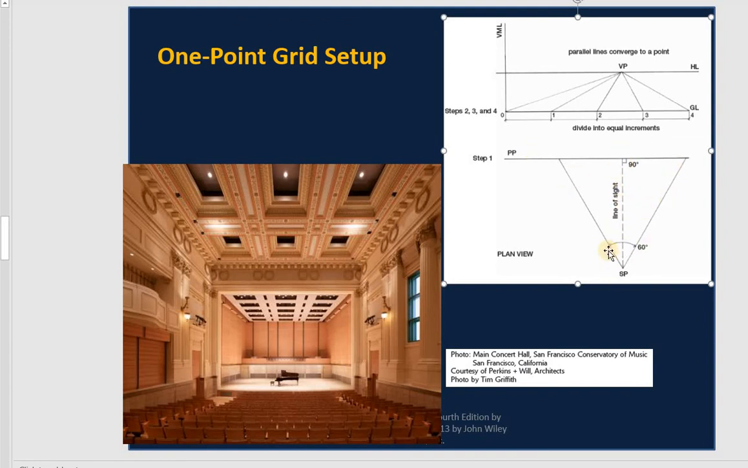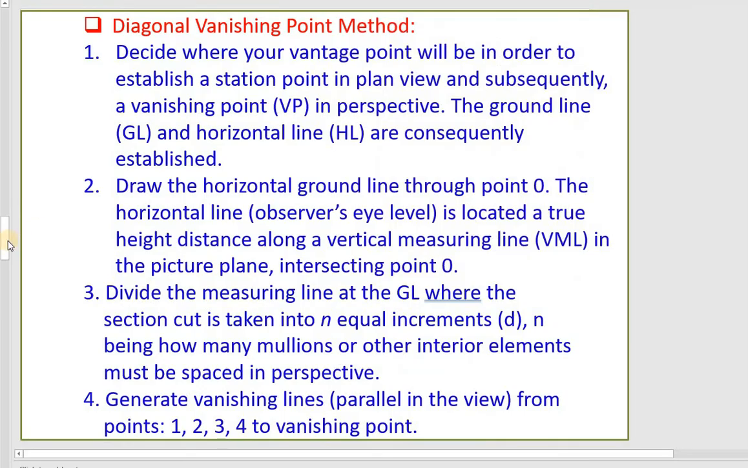And after that, this is both sides from the viewpoint. That's the plan view, and this is what you can do for the grid lines. You can divide that and combine it with the viewpoints. So we can do that, and they call that the diagonal vanishing point method.